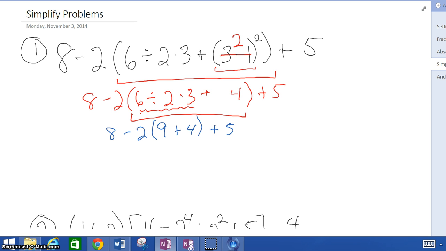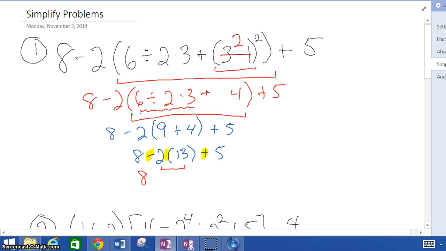Okay, still working with these parentheses, so now I'm going to write 8 minus 2, 13 plus 5. Now, I've done the parentheses. There's nothing more inside parentheses to be done. So now you've got to ask yourself what comes next. My options are subtraction, multiplication, or addition. Don't forget that that's multiplication in between there, even though it's not written. So I need to do the 2 times 13. 2 times 13 is 26.